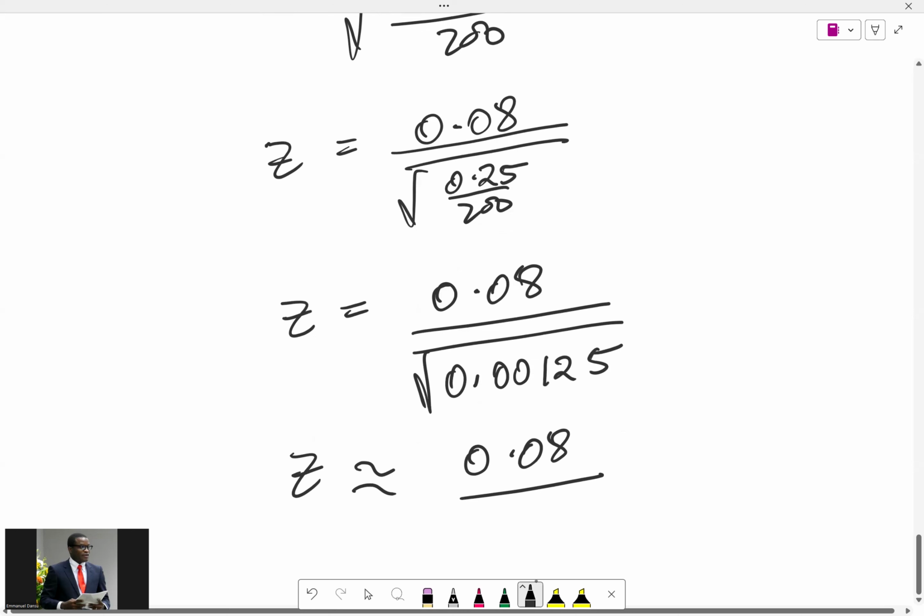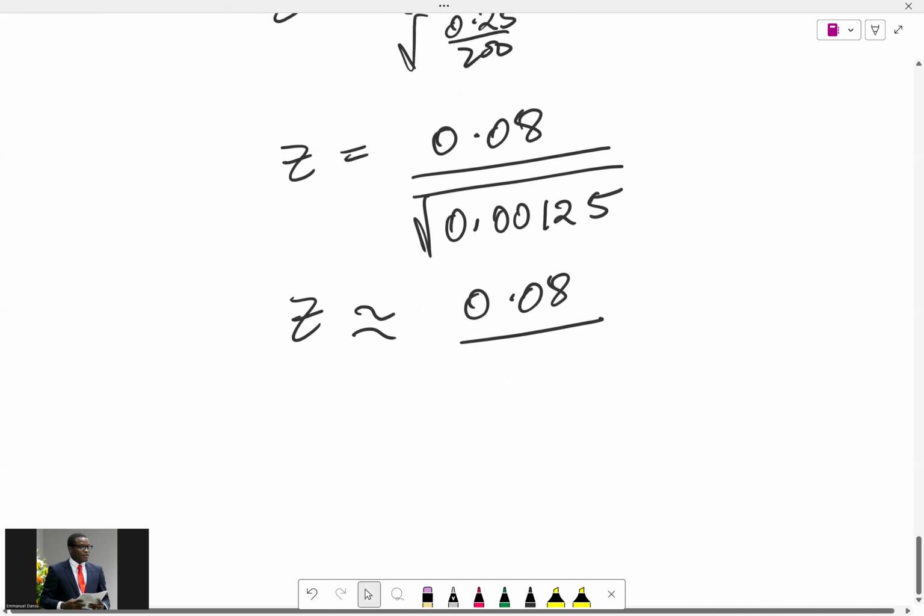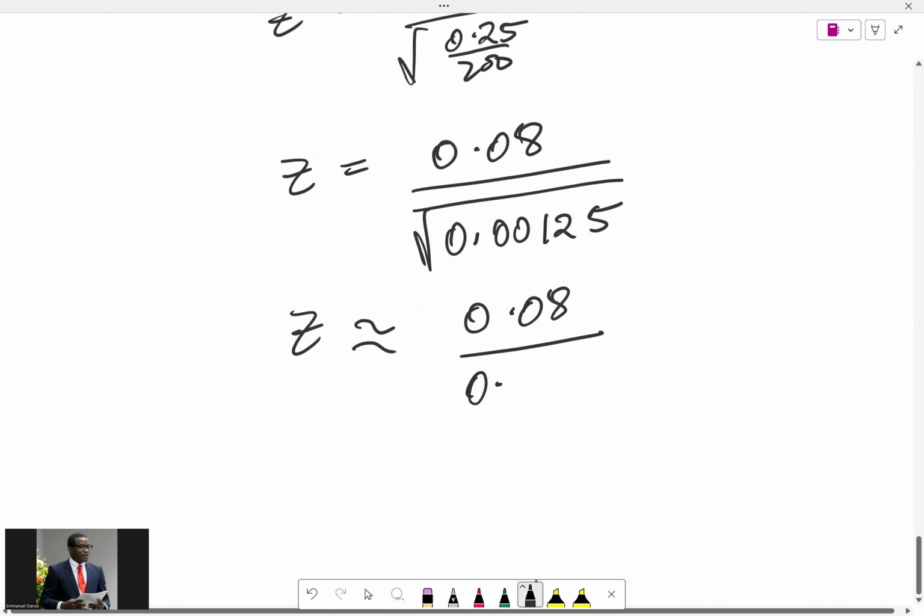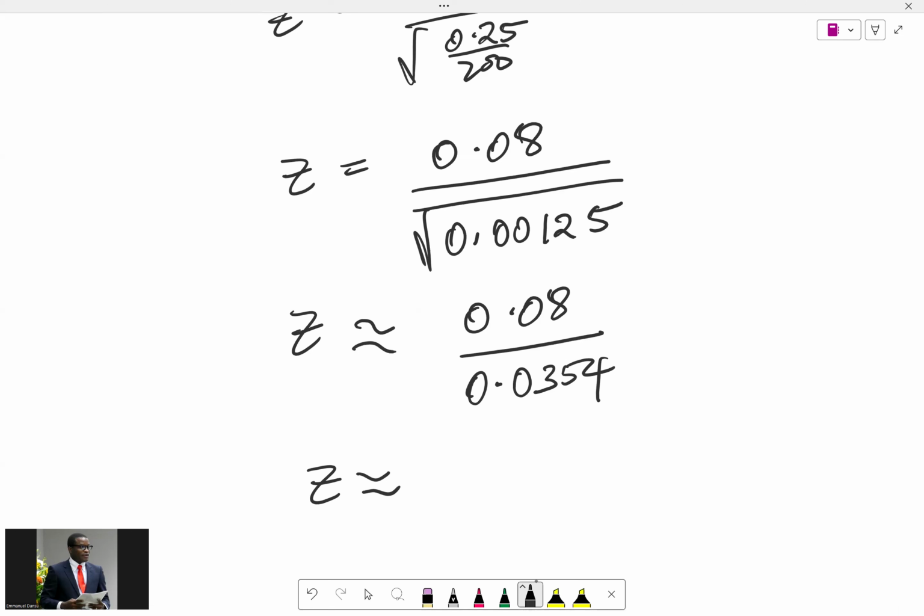Now Z is approximately 0.08 divided by the square root of 0.00125. The square root of this is 0.0354. So Z is approximately 0.08 divided by 0.0354.